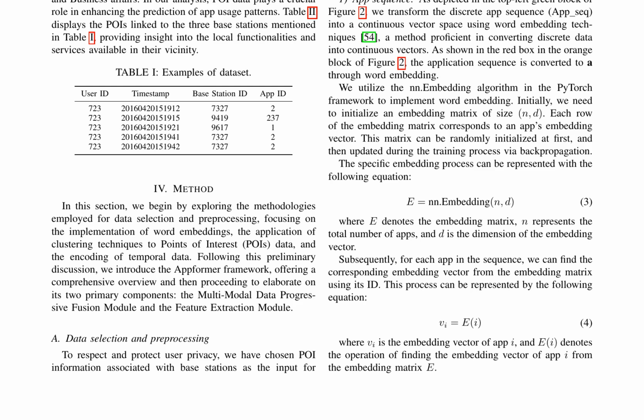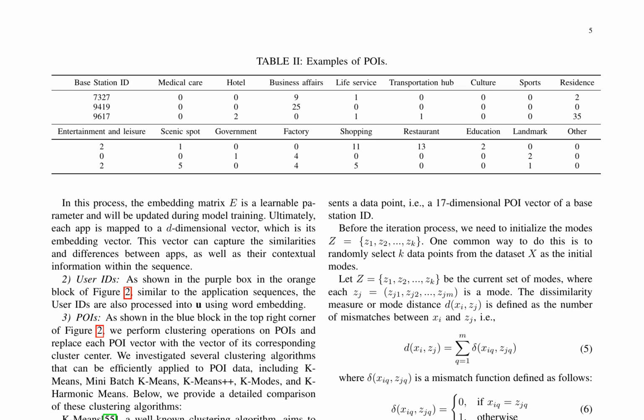The authors then introduce the Appformer framework, which consists of two primary components: the multimodal data progressive fusion module and the feature extraction module. The framework is designed to effectively leverage the rich, interconnected data, enhancing predictive accuracy for upcoming application usage. Here is a combined summary of pages 5 to 8 of the research paper.